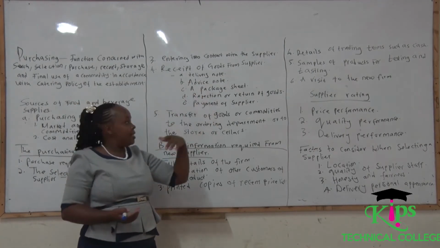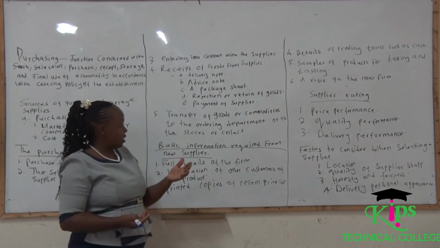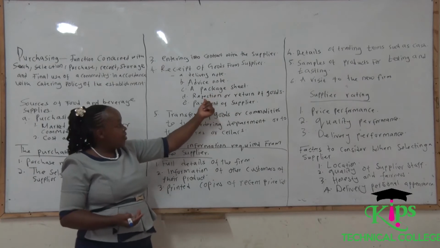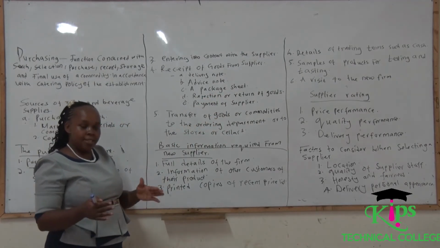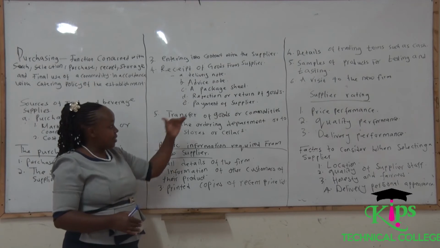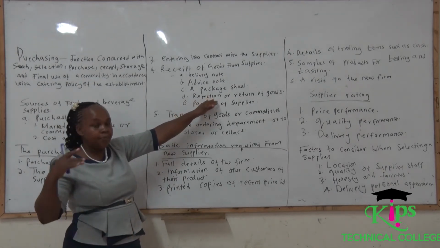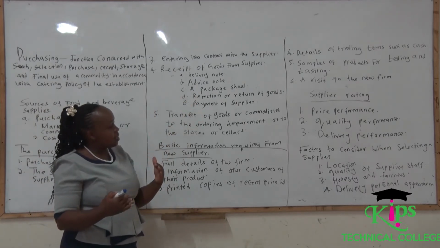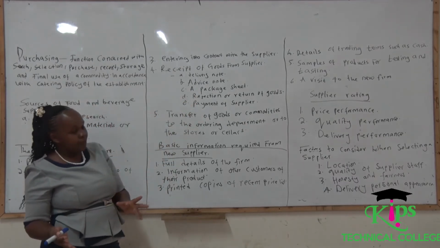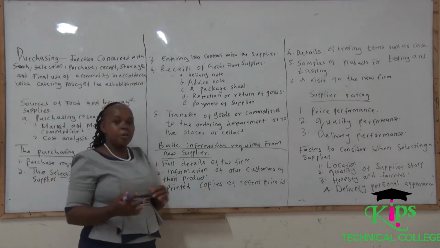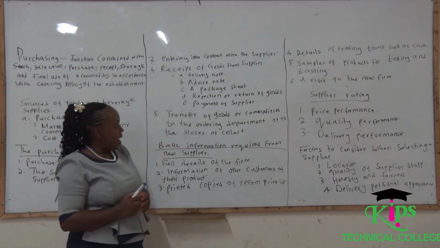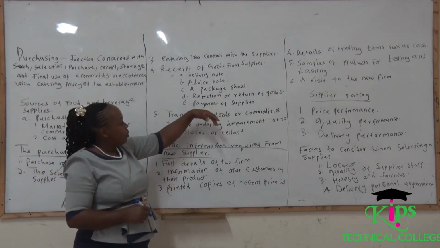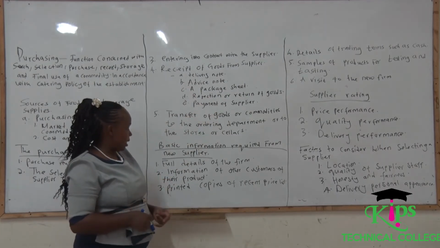Then, in any case, if the goods that have been delivered are not satisfactory, a rejection or return of goods note is given. This is given immediately when you receive the items and you realize that there is a mistake and the goods need to be returned. Now, if you accept the items and when they are taken to the ordering department, the ordering department says that these items were not correct, another document called a credit transfer note is given to show that the goods have been rejected.